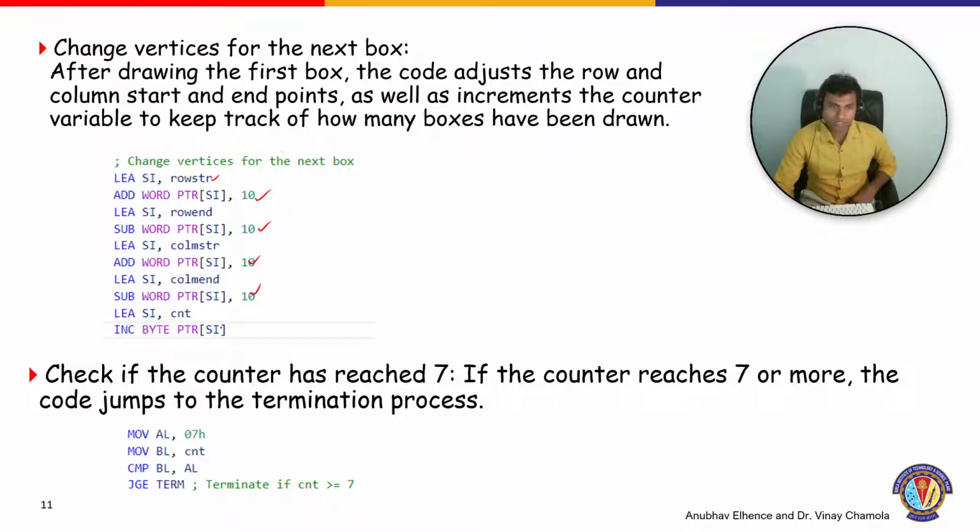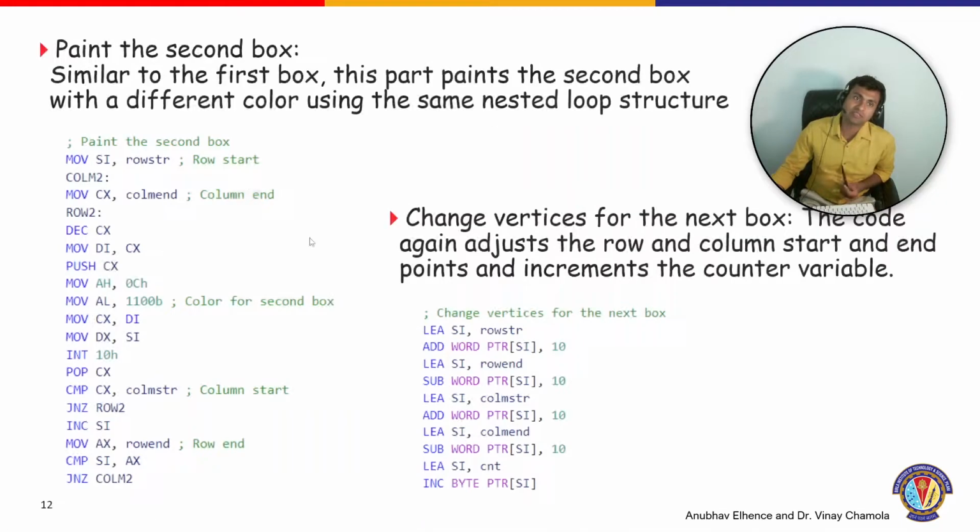And we load the count into SI and then increment the count value, because you have to check whether it has finally terminated or not. So check if the counter has reached 7. After we've printed one box, we'll increment the count, and we'll check whether the count has reached 7 or not. So in BL we're moving count, and in EL we have 0, 7. Next we compare if it is greater than or equal to, then we can simply terminate if count is greater than or equal to 7. So the program will just exit. If it is not, it will go on to the next part and print the next box.